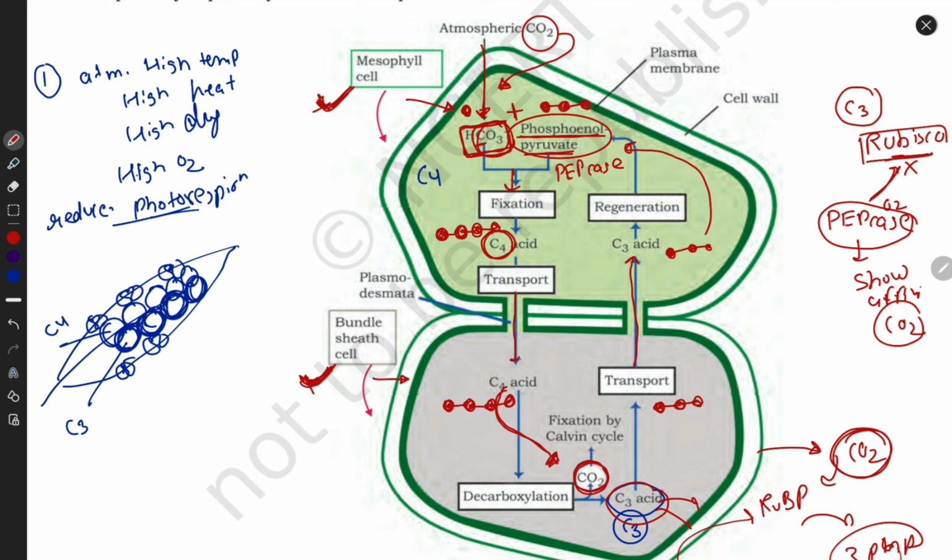phosphoenol pyruvate combines with what? HCO3, and they make a 4 carbon compound. We can call it oxaloacetic acid. They make a 4 carbon compound, and this 4 carbon compound enters the bundle sheath cell. And what do they do? They break their what? They release 1 carbon, and this 1 carbon as CO2 participates in the C3 cycle.